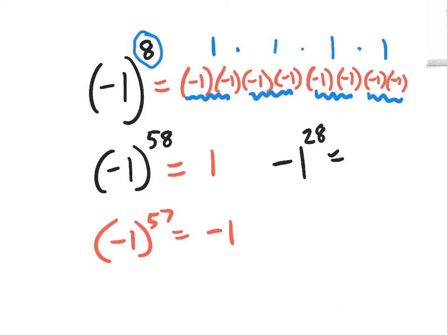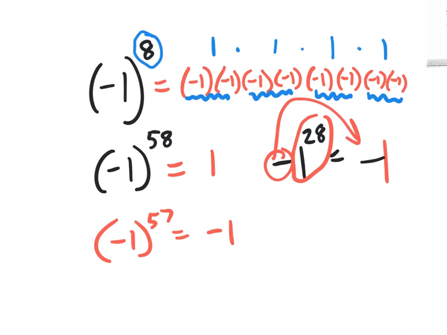Why did I trick you? There's no parentheses, right? So what you're doing is this. You go 1 to the 28th. That's just 1 times 1 times 1 times 1 times 1. That's just 1. And then that negative sign is going to go right in front of it, right? I said that. Negative 1, yeah.